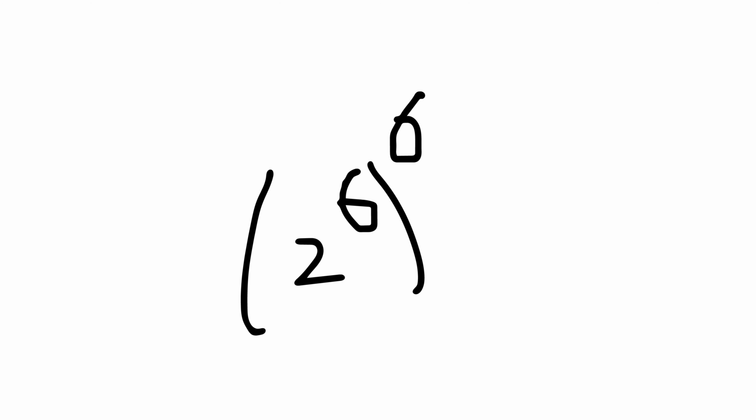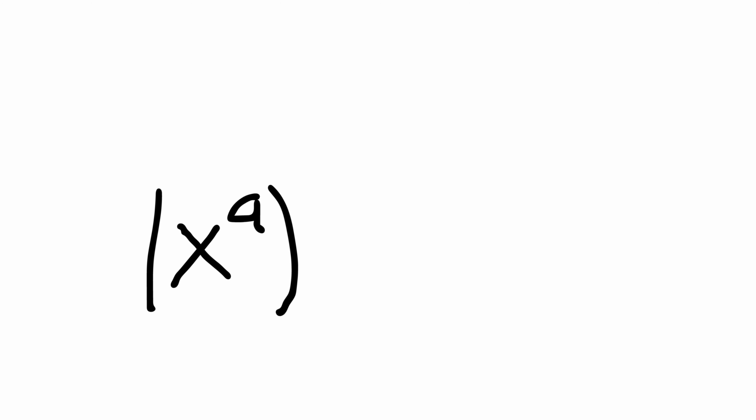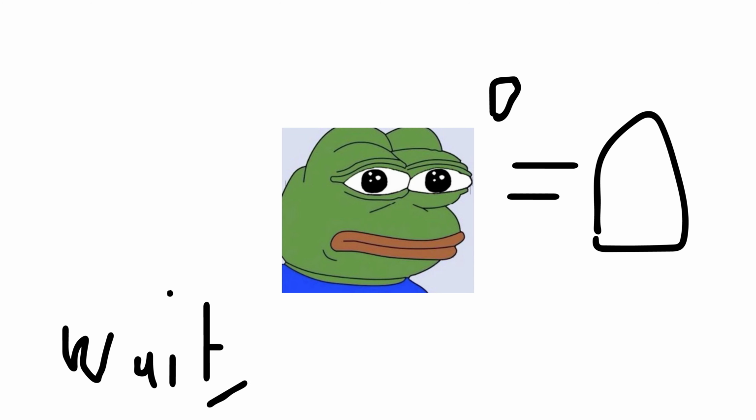When you power a power in brackets, they multiply. X to the power of a in brackets to the power of b is equal to x to the power of a times b. Anything to the power of 0 is equal to 0. Wait, no. Is equal to 1.